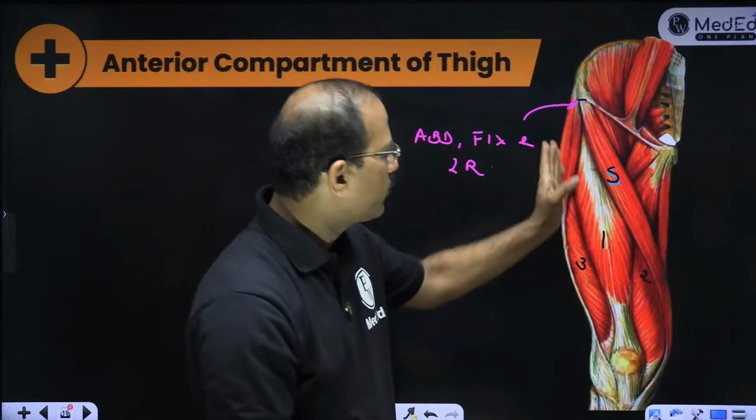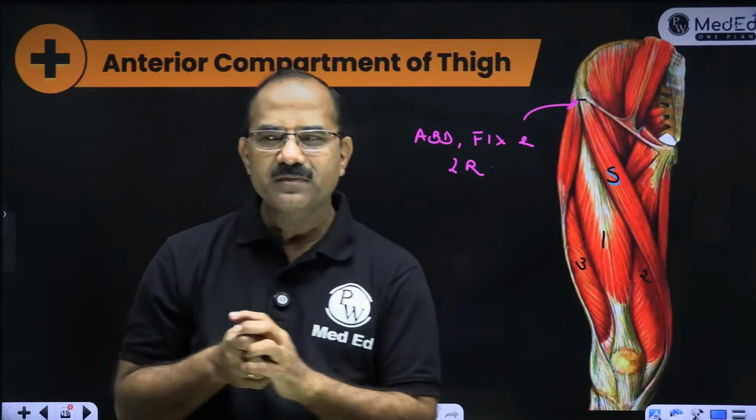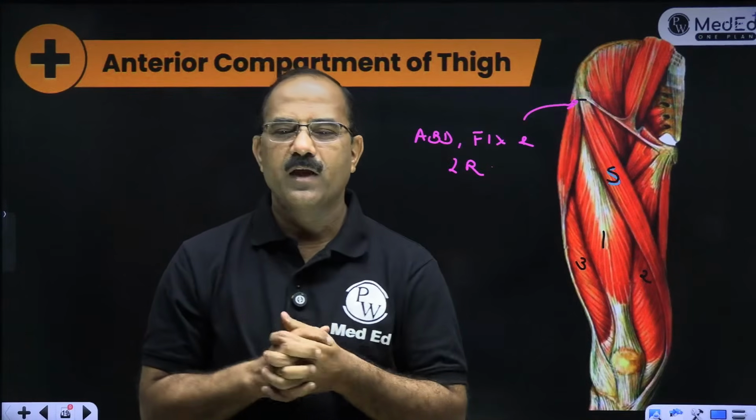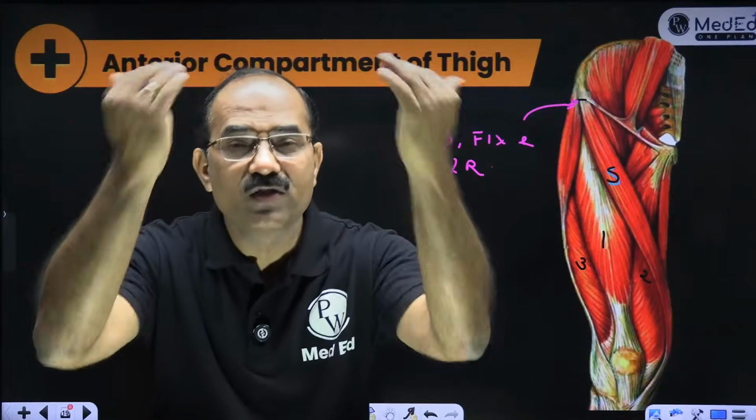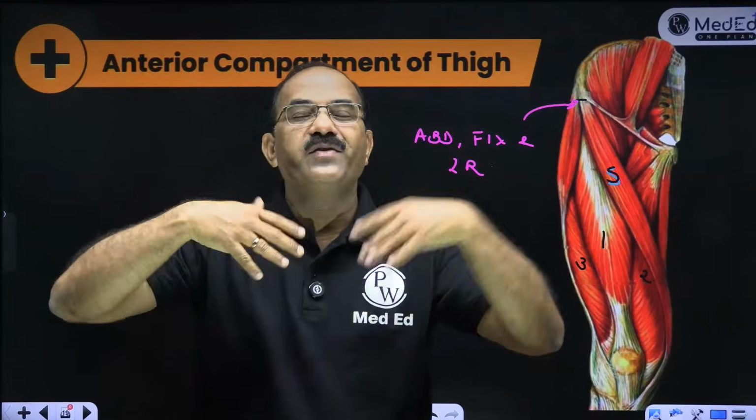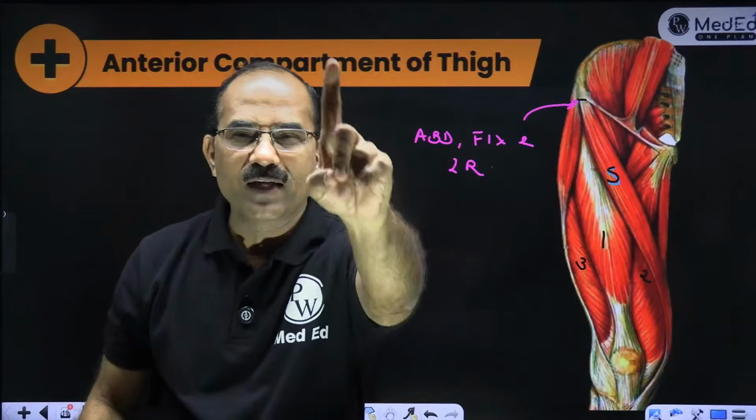चलो answer. Number 1 कौन है? Come on बच्चों. Number 1 is a straight muscle. Anything straight is known as rectus. Femoral region का muscle है ये rectus femoris. So 1 is rectus femoris.